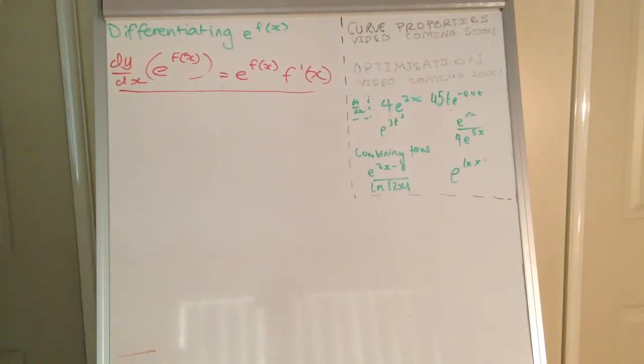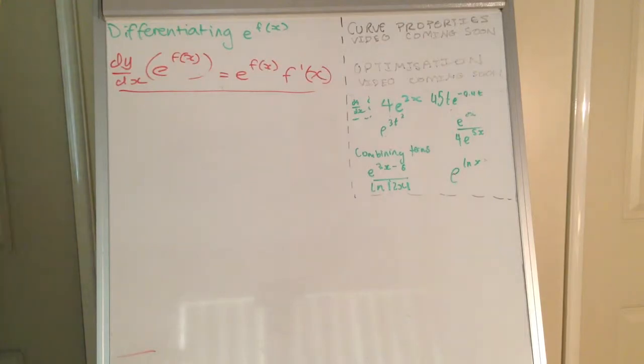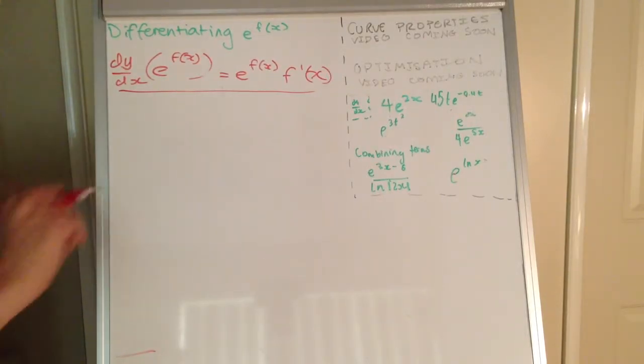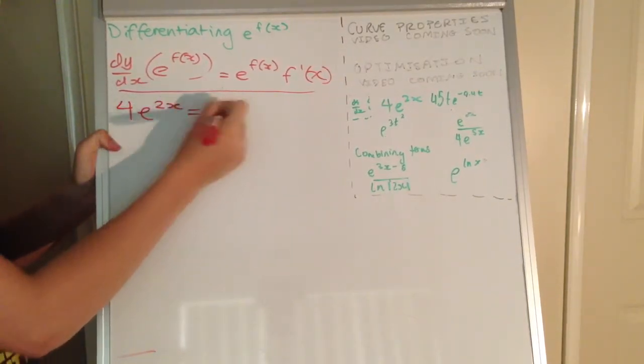Okay, so I've explained the rule that we're introducing in this video, and from that I'm just going to go ahead and show a few examples, walk through it, and hopefully you'll be able to understand and apply this rule by the time the video's over in about 12 minutes or so. So first off, we're going to look at the very first one, and that is differentiating 4e to the 2x.